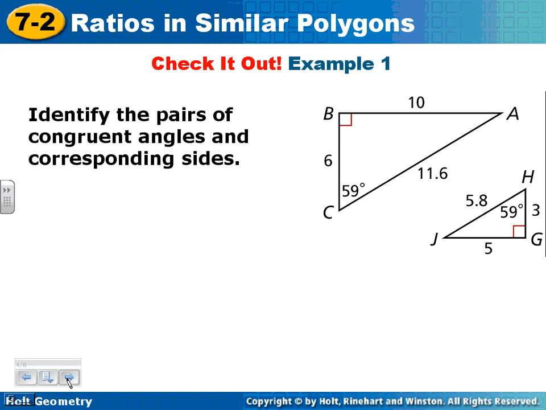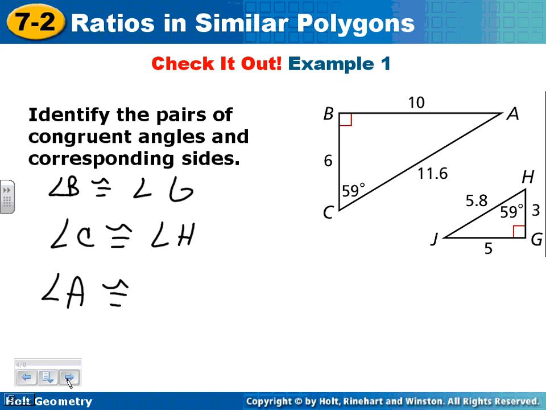Let's do the same thing again. I'm going to write angle B congruent to angle G. Angle C congruent to, match it up, angle H looks like over there. And then finally angle A congruent to angle J. So my angles are congruent.